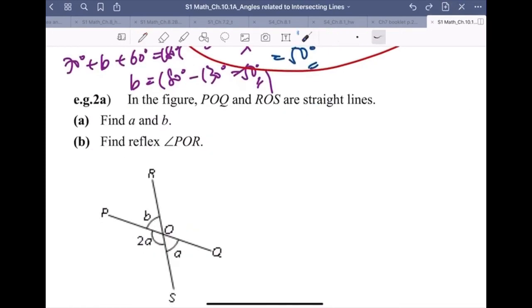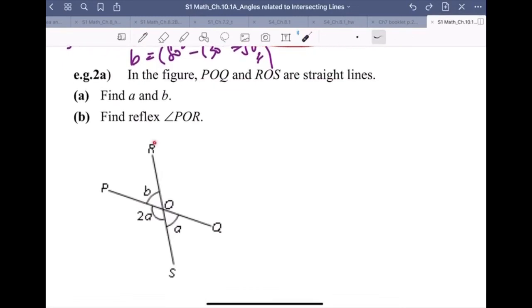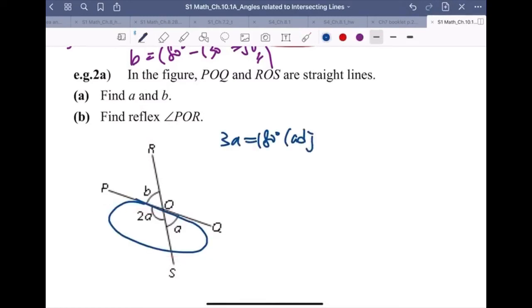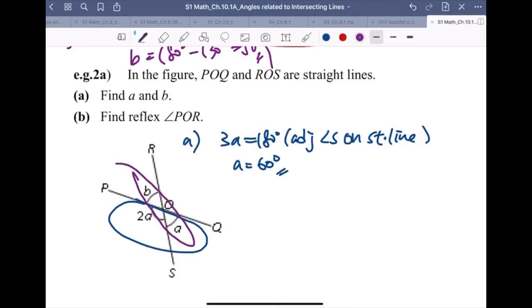Example 2a. Again, two straight lines. For this one, these two are given. They are straight lines, therefore A and B are the same. These two add together equal to 180, and also these two add together equal to 180. So first one, find A and B. For the straight line PQ, to find A first, adjacent angles on a straight line add to 180. So A is 60. For B, actually it is better for us to use vertically opposite angles.